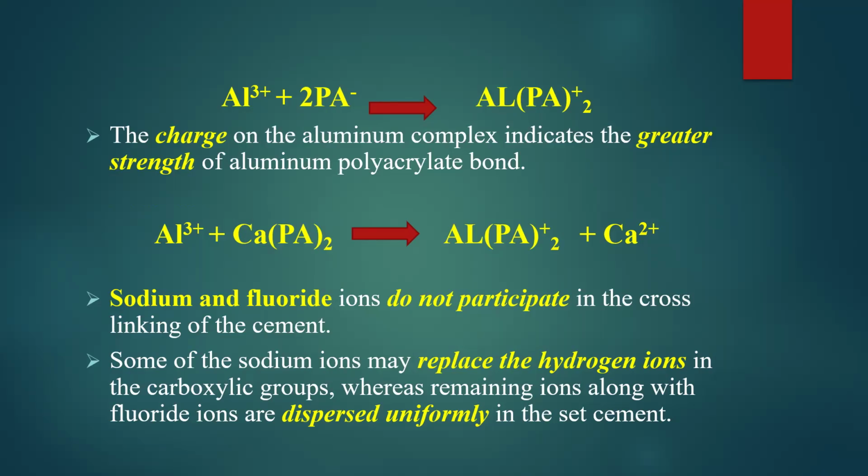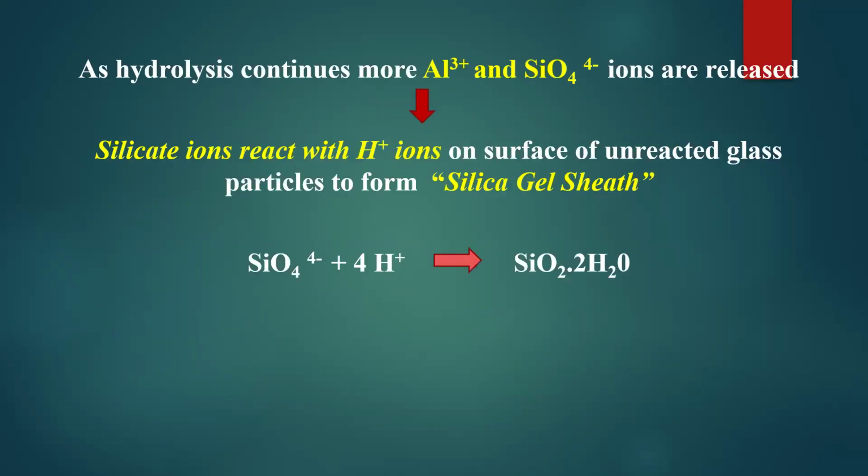So, where did they go? The sodium and the fluoride ions actually do not participate in the cross-linking of the cement. Sodium ions may replace hydrogen ions in the carboxylic group, but they do not take part in the actual cross-linking. The remaining sodium ions, along with the fluoride ions, will be dispersed uniformly in the set cement. But they definitely have a purpose, which we'll discuss in the coming slide.